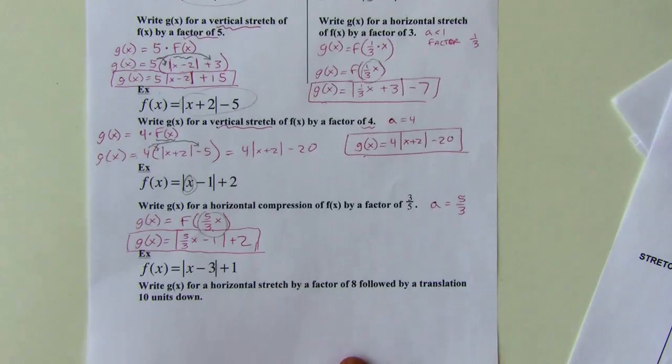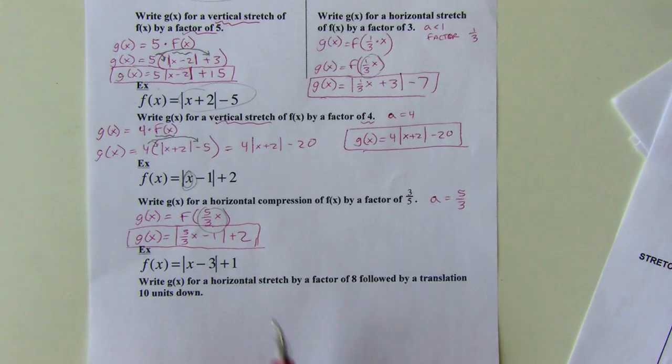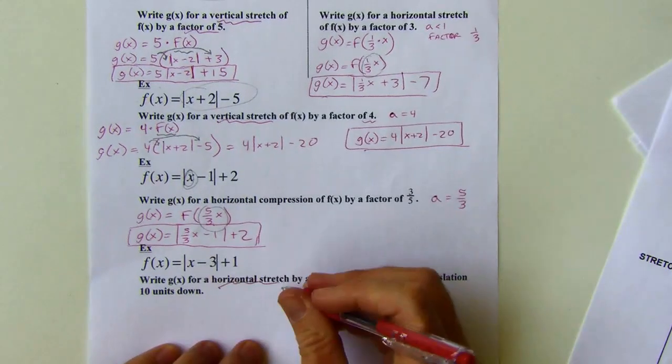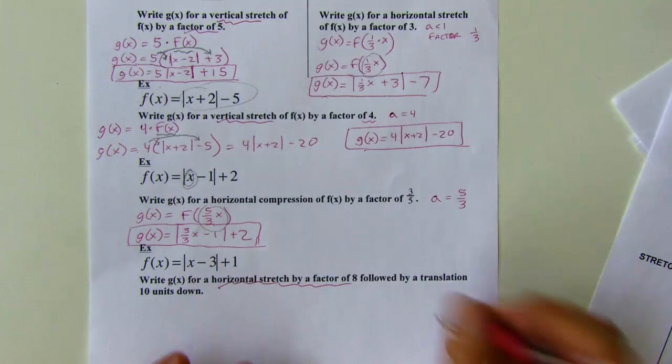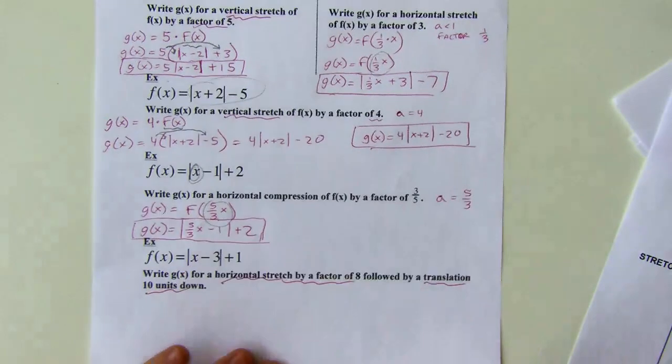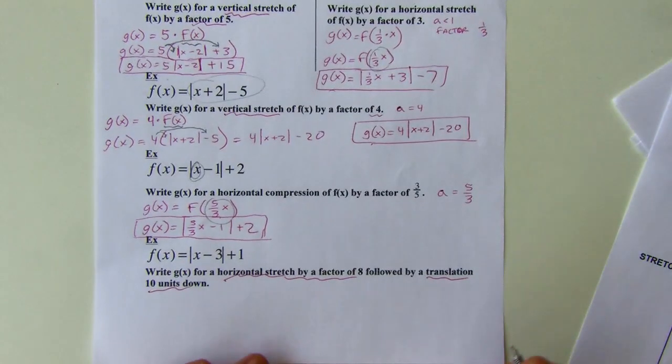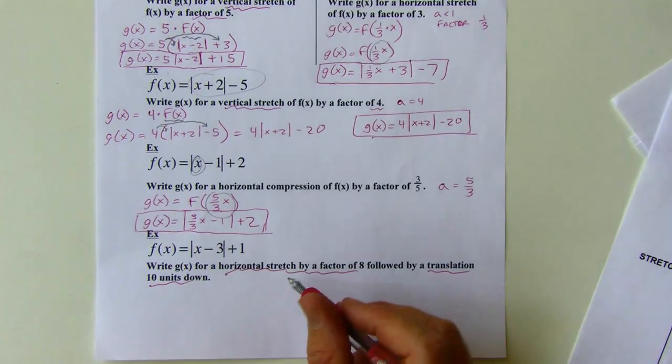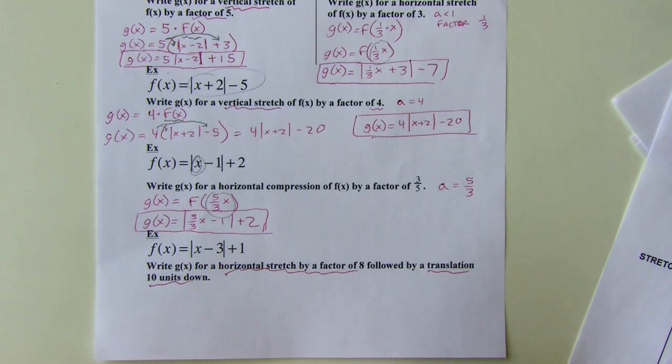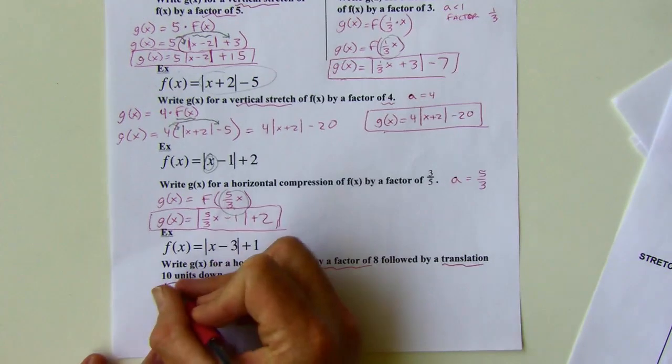Okay, and we can also combine these here. We've got 2 different transformations. I've got a horizontal stretch by a factor of 8, and then I've got a translation 10 units down. Okay, so I'm going to do these one by one. I'm just going to do them in the order that it's written in the problem. So first I'm going to do my horizontal stretch.